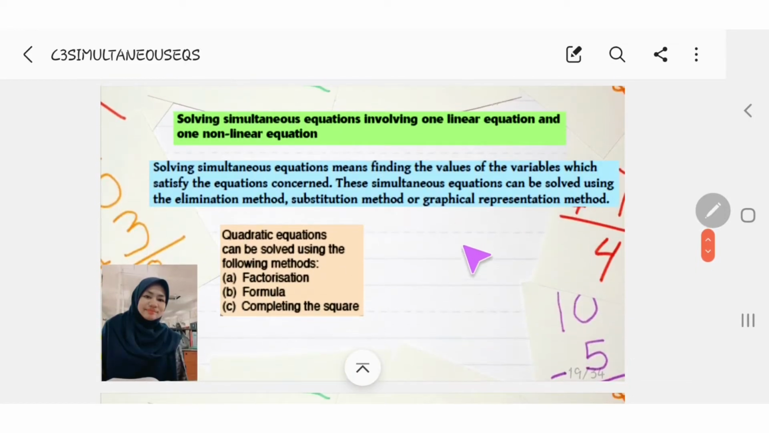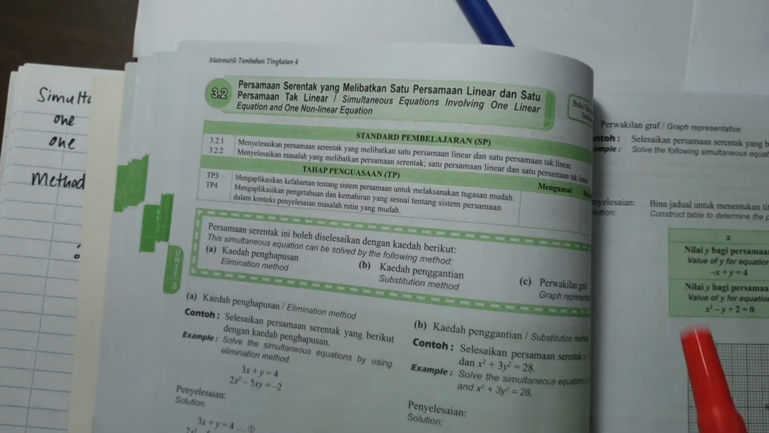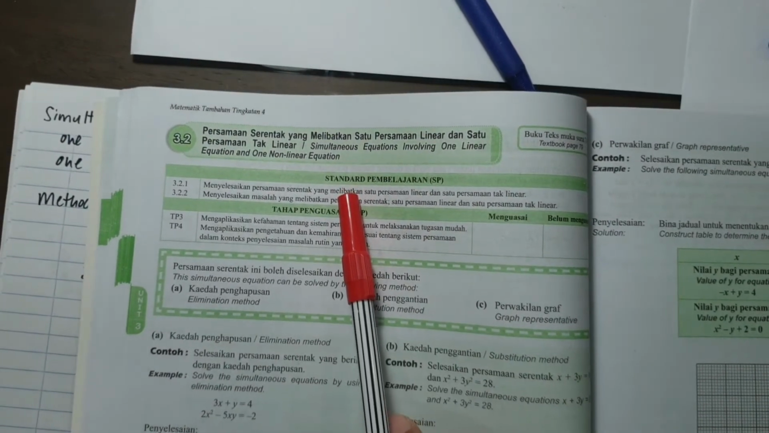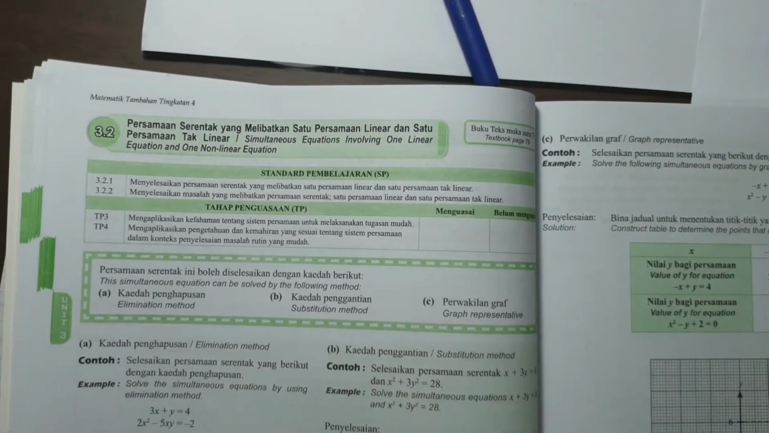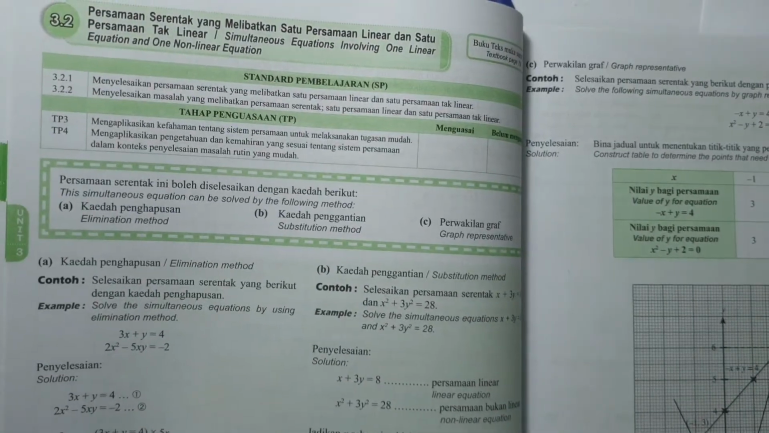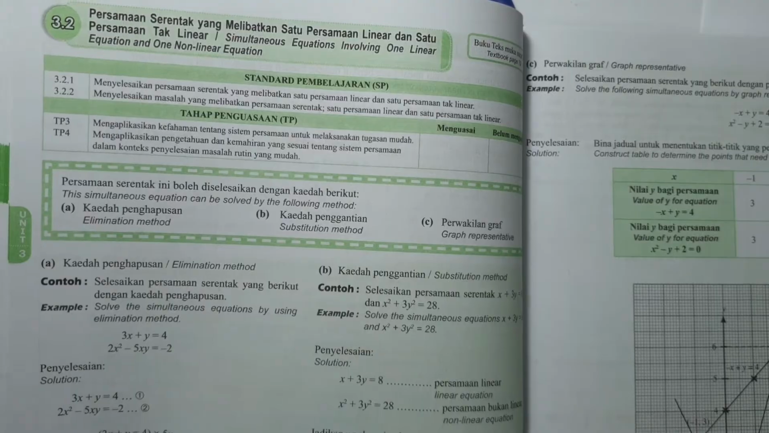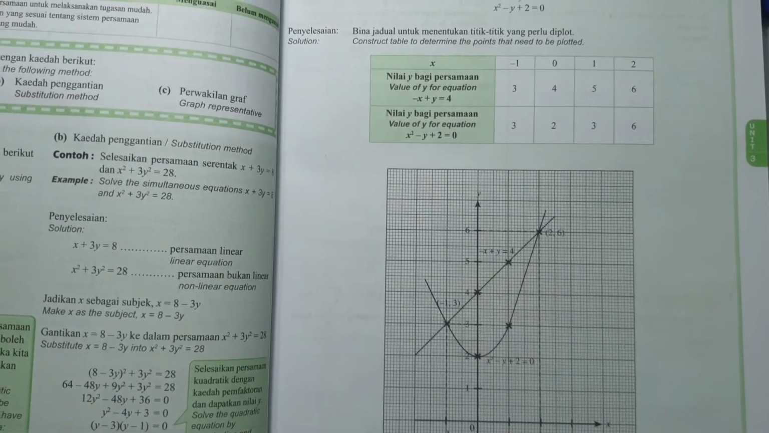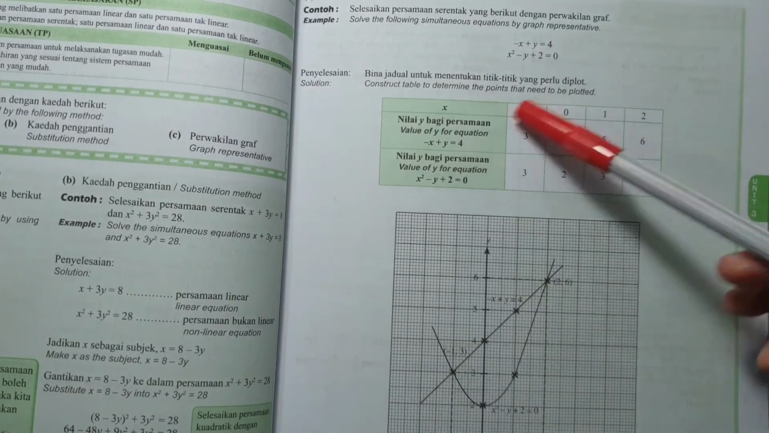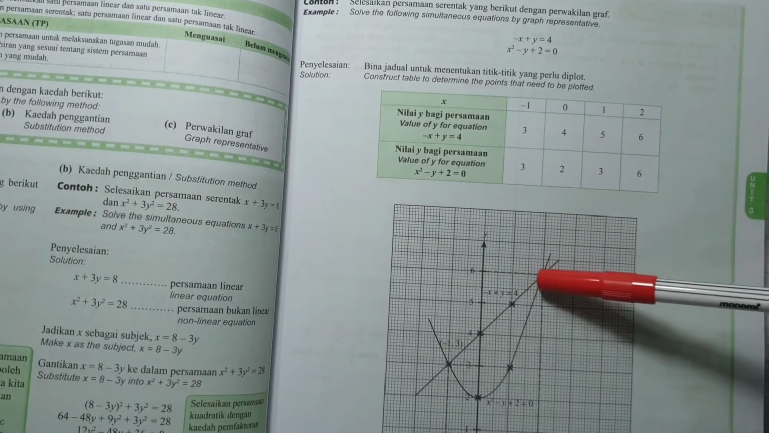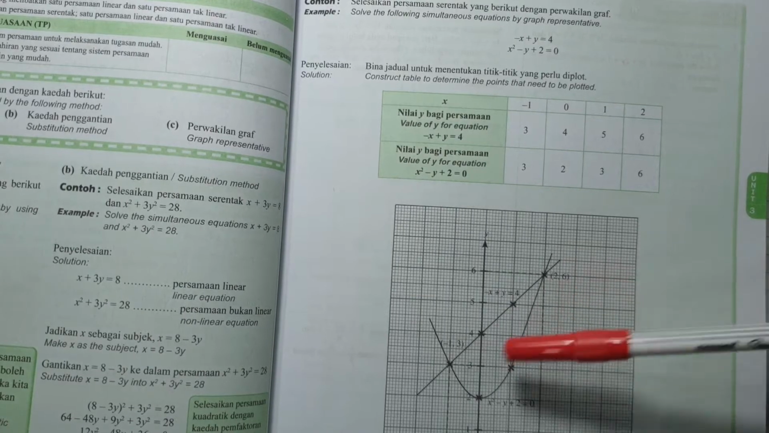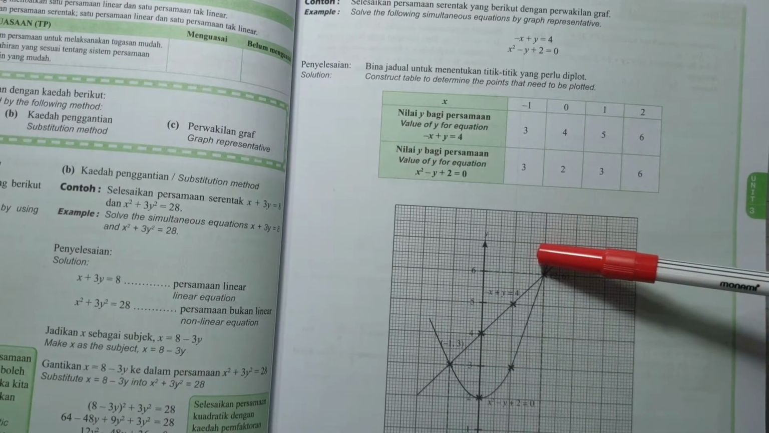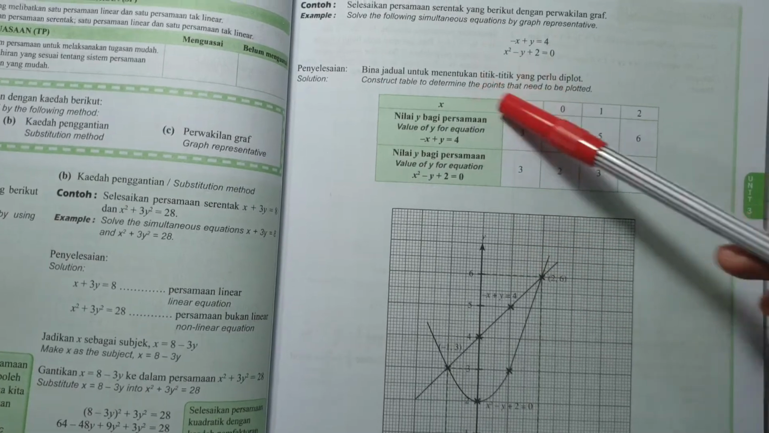Okay, so let's see examples in this chapter. To solve simultaneous equations involving one linear equation and one non-linear equation, you can use either the elimination method, substitution method, or graphical method. Normally, we always use the substitution method. If you want to use the graphical method, like in these examples, you need to draw the graph, and the points of intersection here represent your answers. The coordinates here are actually the values of x and y. The points of intersection are the solution of both equations.